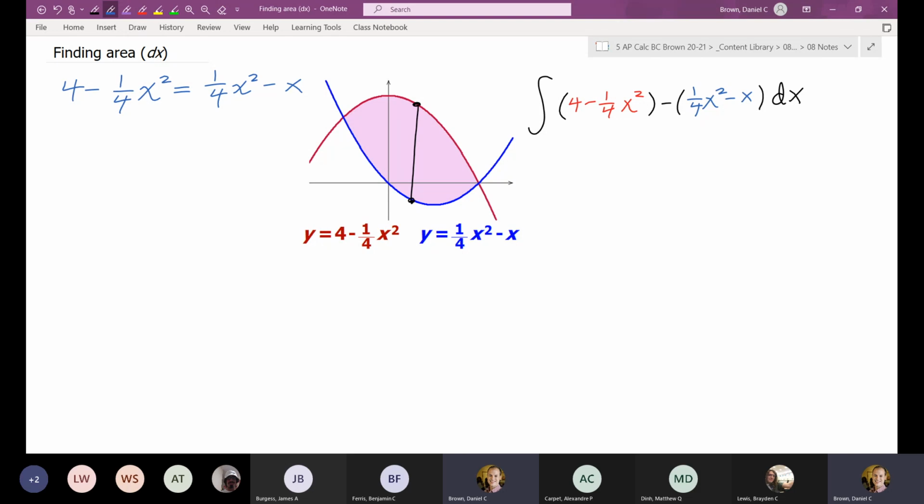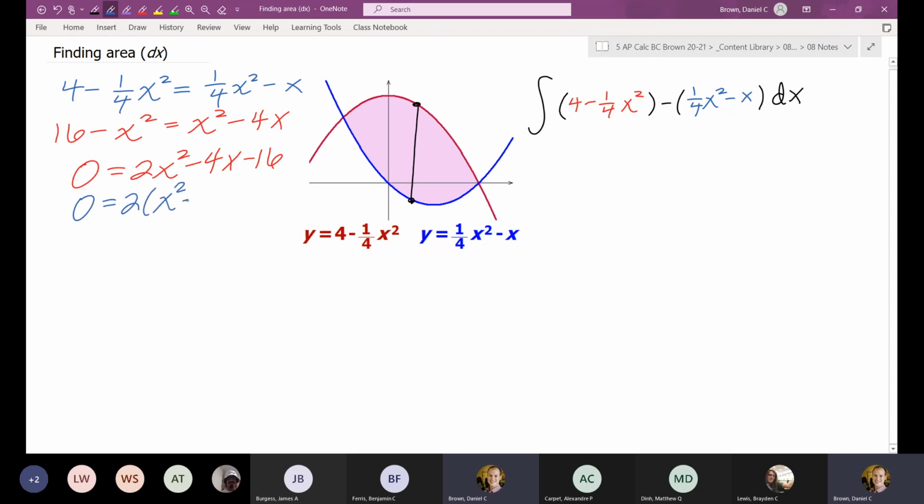I would probably make some recommendations to you. Looking at this one, I see there's x squared and x's, so we are going to want to get it equal to 0 and factor. I don't like factoring with fractions, so I'm going to multiply everything by 4 to get rid of that denominator. So I would have 16 minus x squared is equal to x squared minus 4x. Get it equal to 0, and then solve. So I'm going to go ahead and factor out that 2.